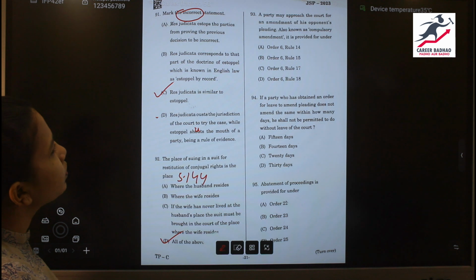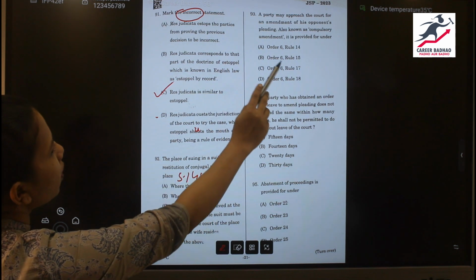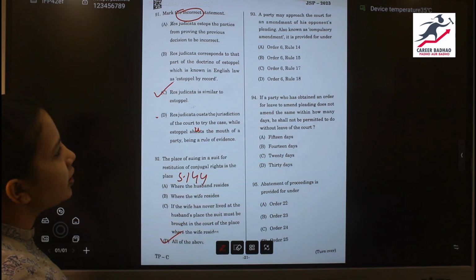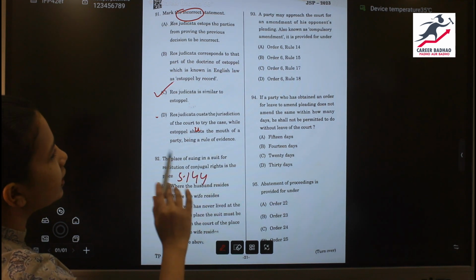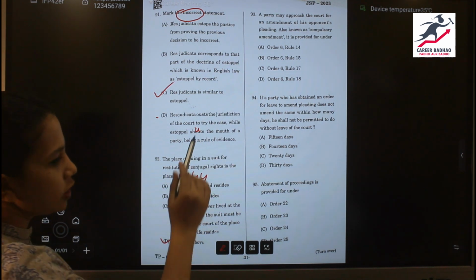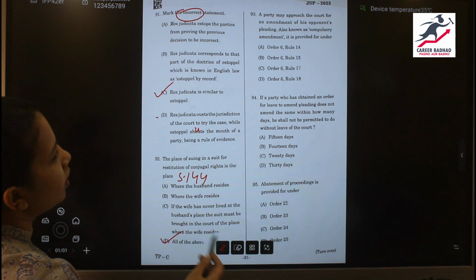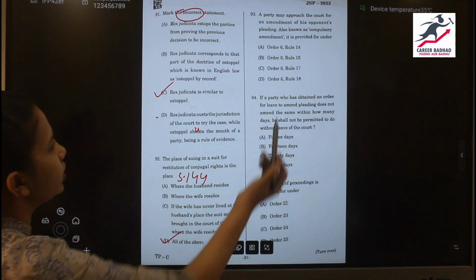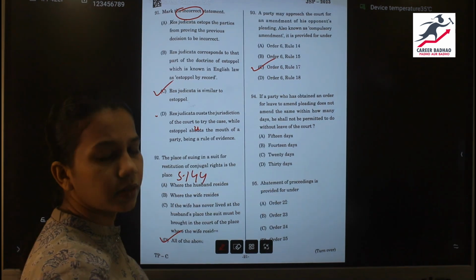Now let's move to question number 93. A party may approach the court for an amendment of his opponent's pleading, also known as compulsory amendment. It is provided for under. So if you have read the orders properly, you can easily identify here all the orders are same. So you need to really mug up the rules. So normally the amendment of pleading is provided under Rule 17. So here the correct answer would be option number C, Order 6, Rule 17.